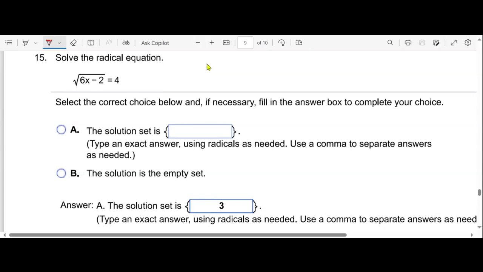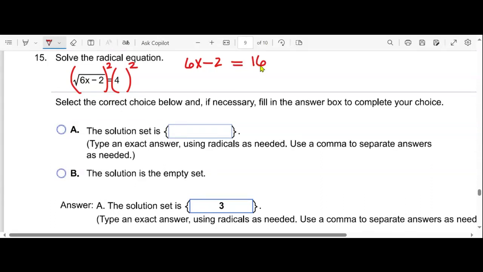Okay, we know that if you want to get rid of the square root, what should you do? We need to square them. Right, so if we square one side, we have to do what to the other side? Square it as well. Exactly. So let's do this. If you square the square root, what do you get? The square root will go, so we will have 6x minus 2 equals 16.